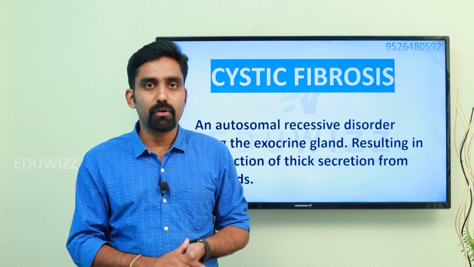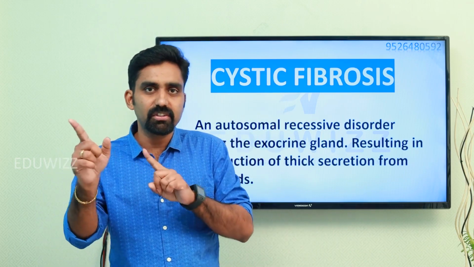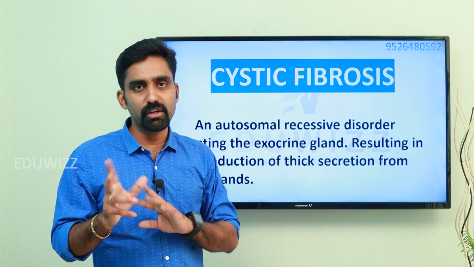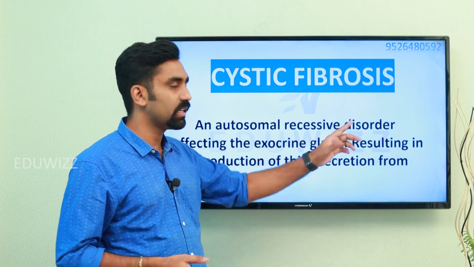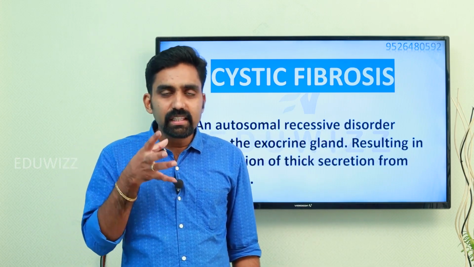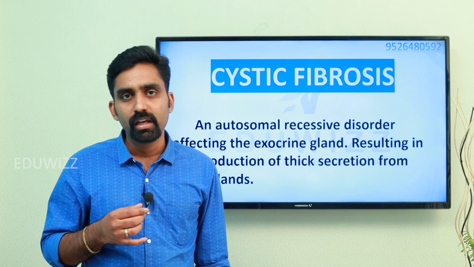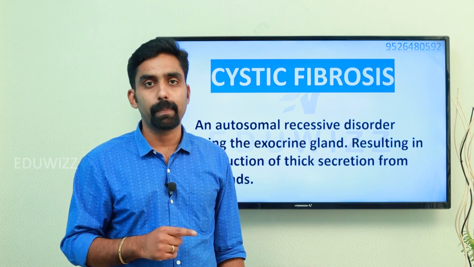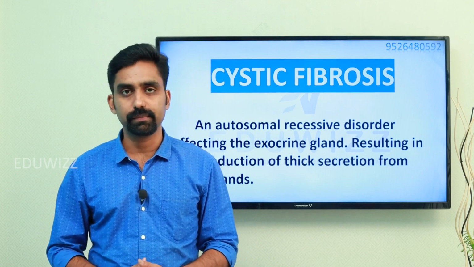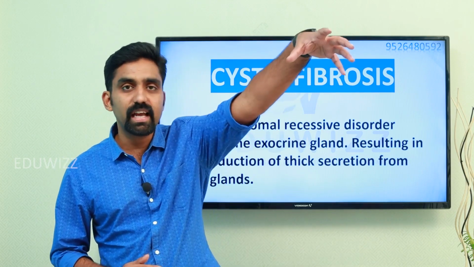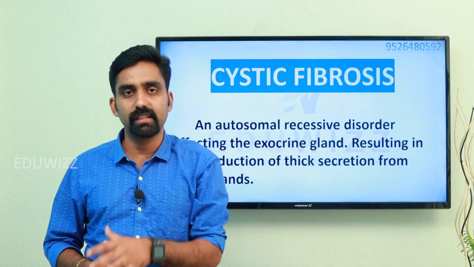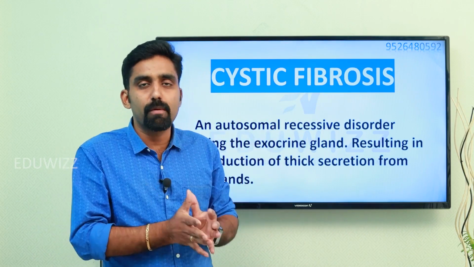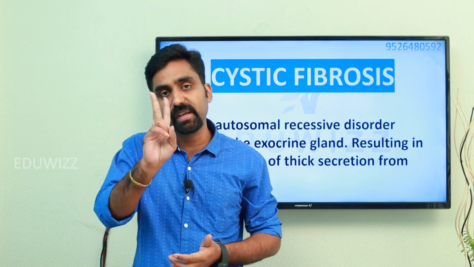Now take those 22 pairs of autosomal chromosomes. Cystic fibrosis is related to these 22 pairs of autosomal chromosomes. Now you understand the term autosomal. Let us see the word recessive. In these 22 pairs of autosomal chromosomes, each pair contains 2 chromosomes, isn't it? And each chromosome contains 2 copies of genes, one gene from the mother and the other from the father. So each chromosome in the autosomal pairs contains 2 copies of genes.